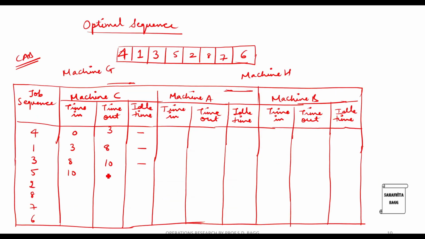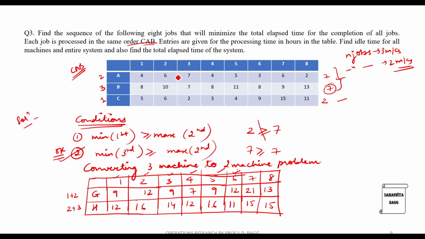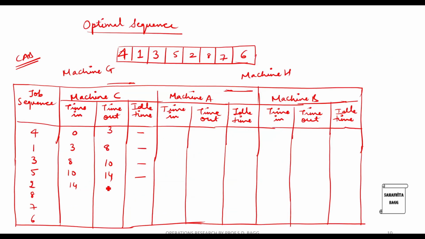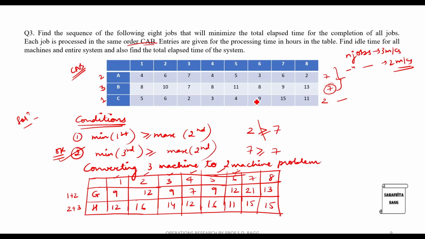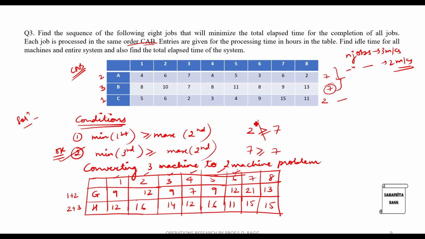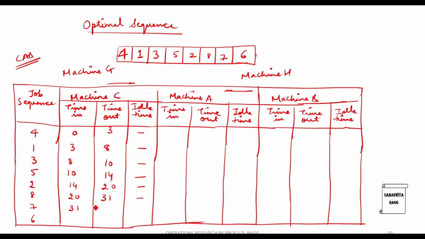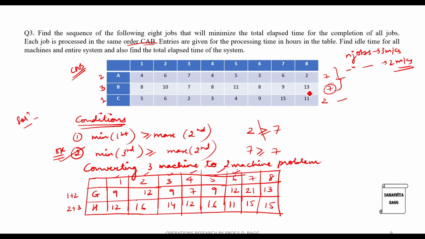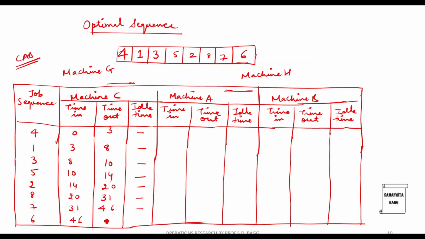This is 4. So this becomes 14. This will start at 14. Second one at C is 6. So this becomes 20. No idle time. Again starts at 20. 8 is 11. So this becomes 31. Starts at 31. 7 is 15. So this becomes 46. It starts at 46. For 6 at C is 9. So this becomes 55. Now the job will go in this order, CAB.